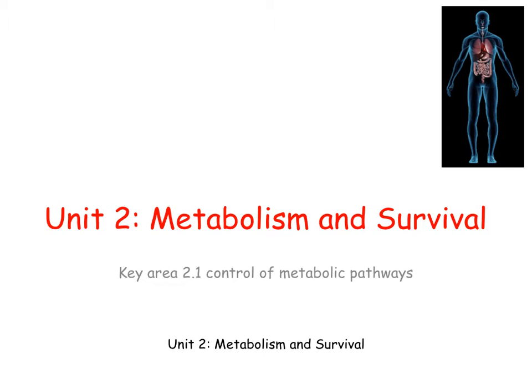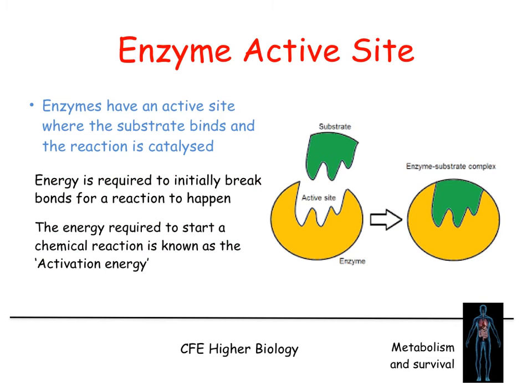This is the second video looking at metabolic pathways, and in this video we're going to be having a look at enzymes. Now you remember from your National 5s that enzymes have an active site where the substrate binds and the reaction is catalyzed. Now every single reaction that's happening, energy is needed, so it's required initially to break bonds for a reaction to happen. And the energy required to start a chemical reaction is known as the activation energy.